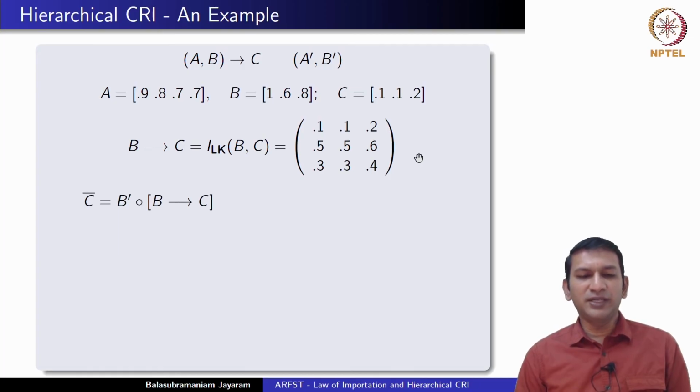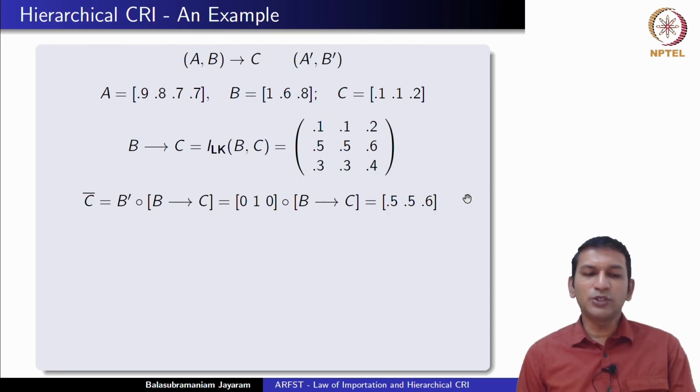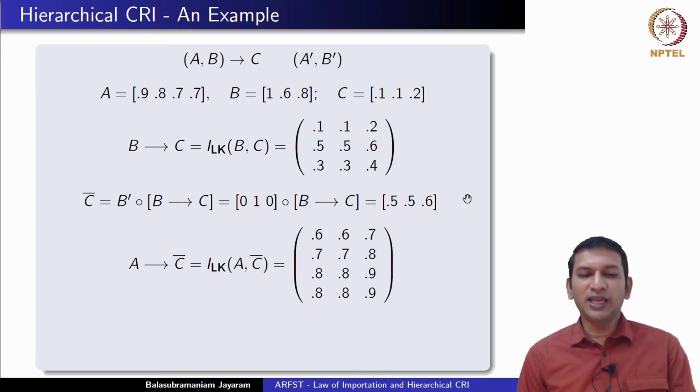Now to obtain the intermediary output C bar, we need to compose B dash with this B implies C, and we know B dash is singleton fuzzified. So when we apply this, what we get is just the middle row, which is 0.5, 0.5, 0.6. Now this procedure suggests that we should use this C bar as the current consequent and use A as the antecedent, and for this rule A implies C bar, we need to obtain the relation of the rule. Once again, using Lukasiewicz implication, this is the relation we get.